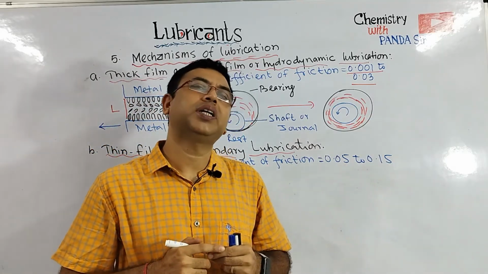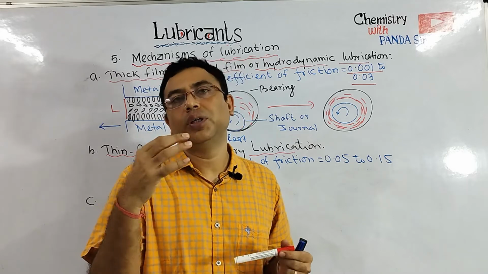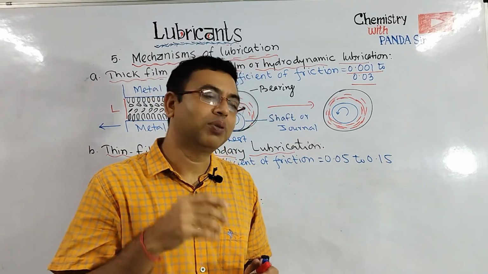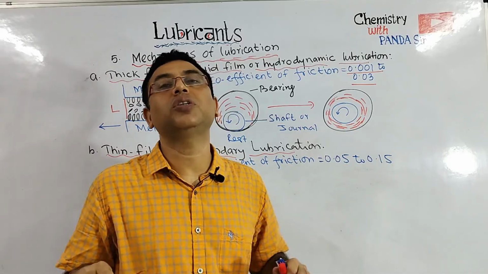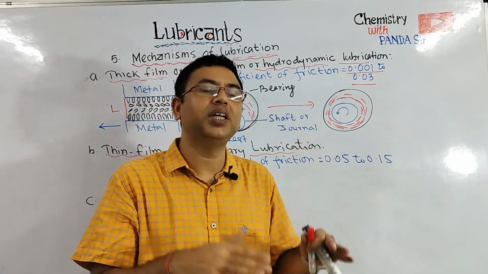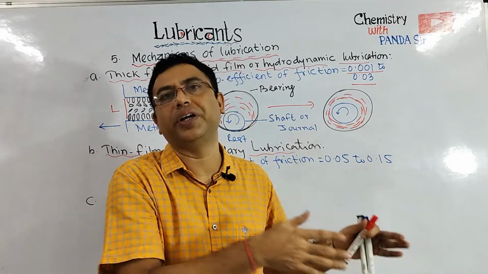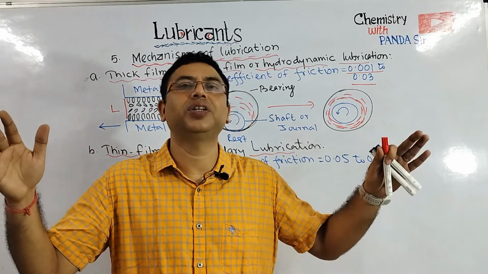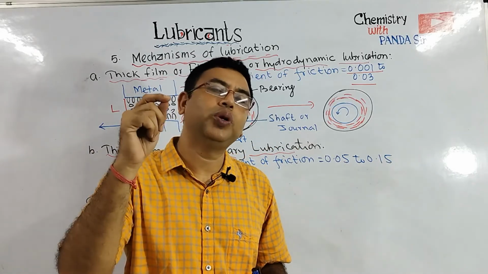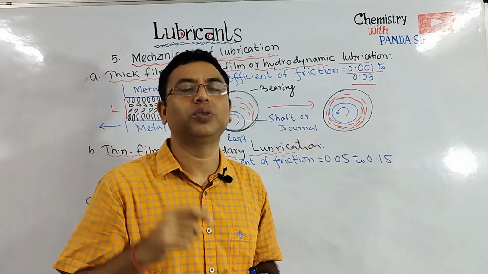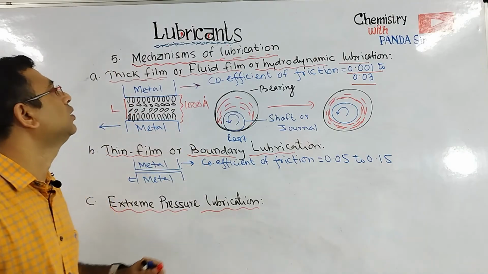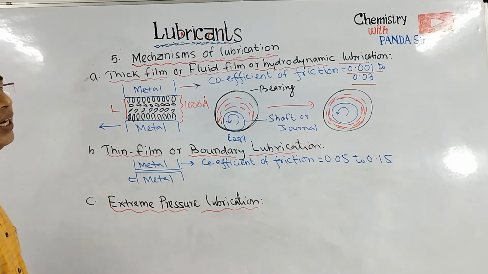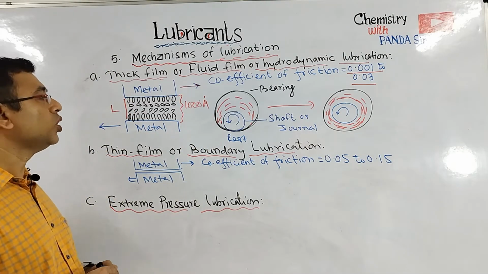Most of the time we go with petroleum oil. Sometimes a low viscous vegetable oil, but in order to maintain its viscosity throughout the year, because in a year we have different seasons, winter, summer, there is a variation in temperature, sometimes we add some amount of polymer to maintain the viscosity. So this is all about the thick film or the hydrodynamic lubrication mechanism.